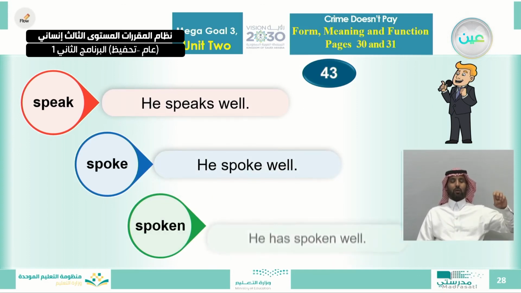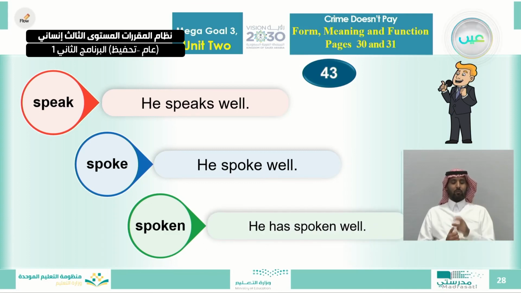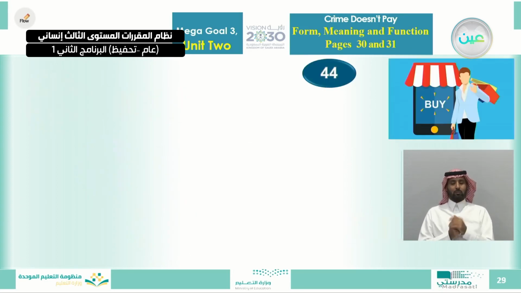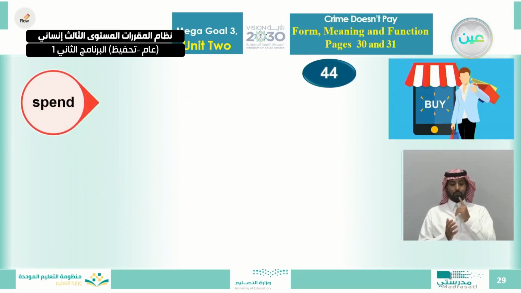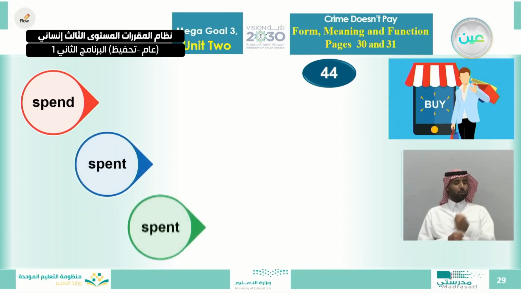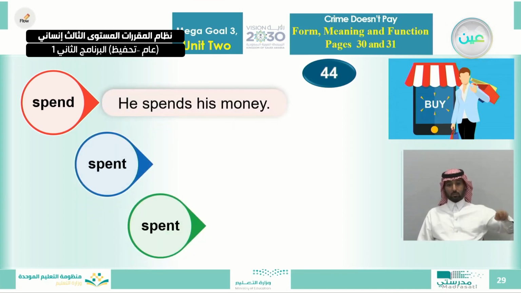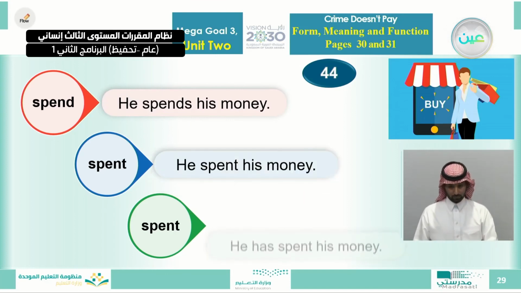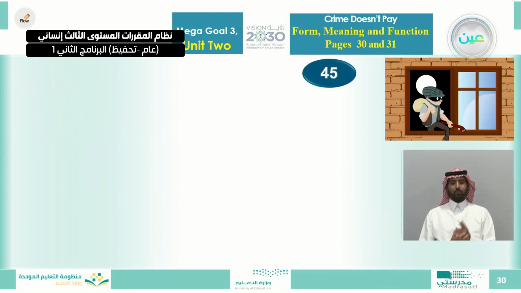In the present perfect, when he finished the action, when the action is done already, we say he has spoken well. Okay. Now this guy is buying something, or he is spending his money. So the verb is spend. What is the past of spend? Spent, and the past participle is spent as well. So he spends his money. In the past, we say he spent his money, and in the past participle, we say he has spent his money.